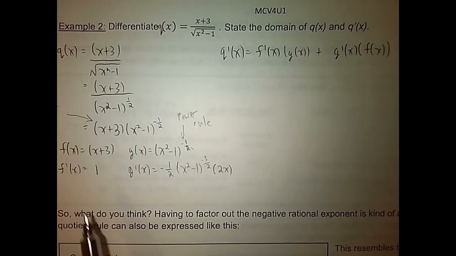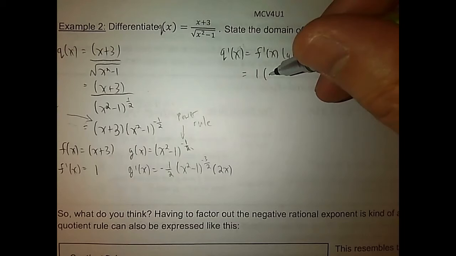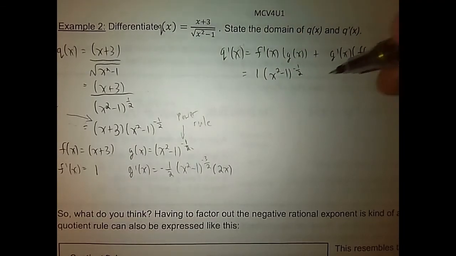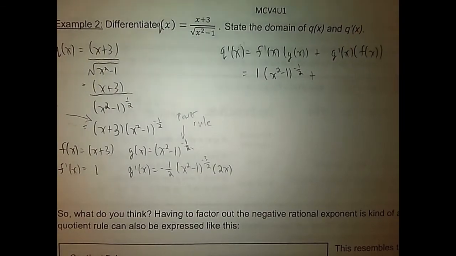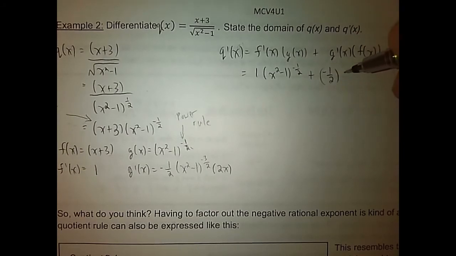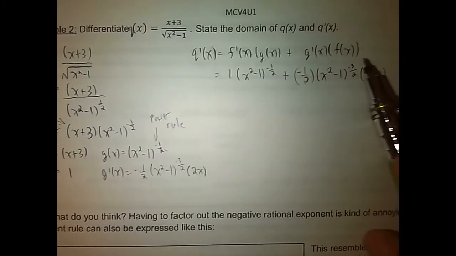So let's just substitute what we have. We said f prime at x is 1 here. We're going to get 1 times g at x, which we said is x squared minus 1 to the power of negative half, plus g prime at x, which we said is this whole thing. We have negative half times x squared minus 1 to the power of negative 3 over 2 times 2x, and then multiply that by f at x, which we said is x plus 3 here.